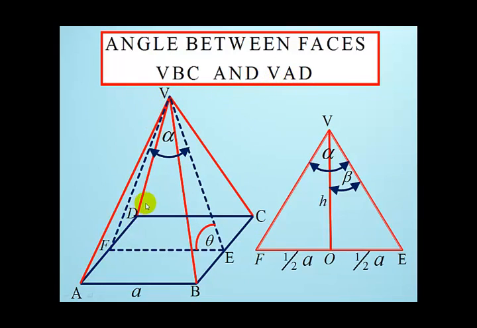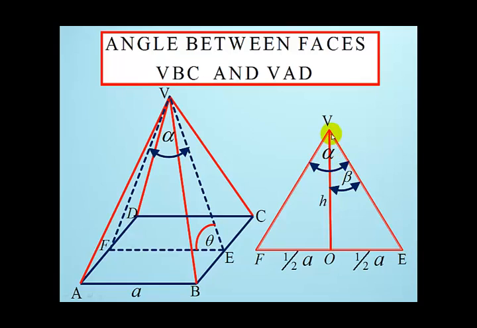Now, VE is representing the face VBC and VF is representing the face VAD. So if you are supposed to find the angle between these two faces, then the angle is the angle alpha as shown in the diagram. Now, to calculate the angle alpha, we have to consider the triangle. And that triangle is triangle VFE. Now, this is the alpha. That is the angle we are calculating for.